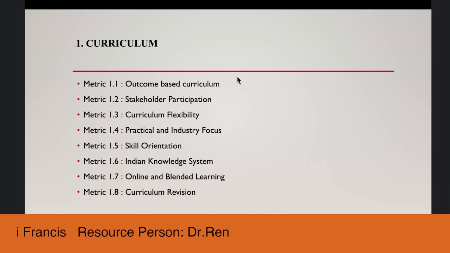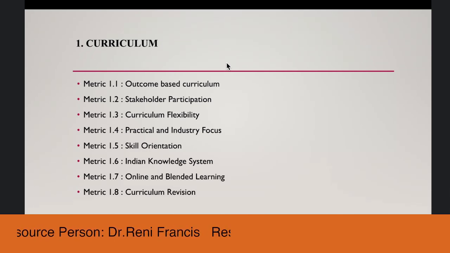The next is practical and industry focus. Now, in practical and industry focus, for affiliated colleges, there is a large component attached to it. The marks for practical and industry focus are more. It is mainly 20 marks for an affiliated college, whereas for universities and autonomous colleges, it is only 10 marks. Now, what is it that they are looking out for here?